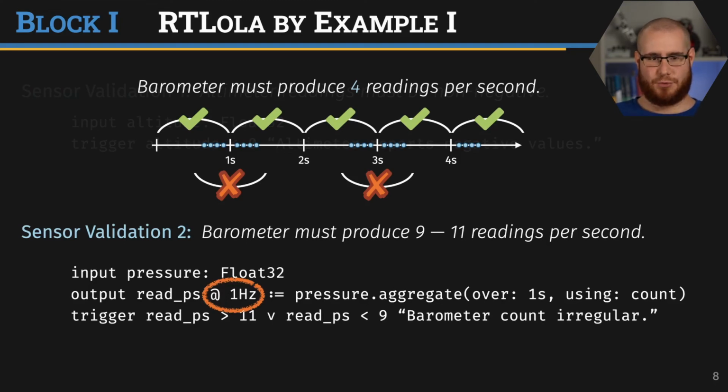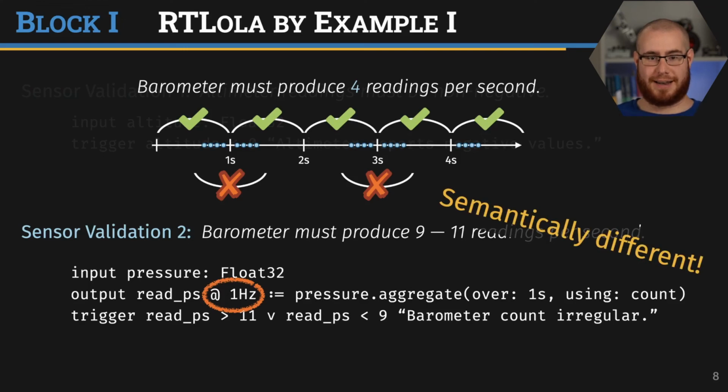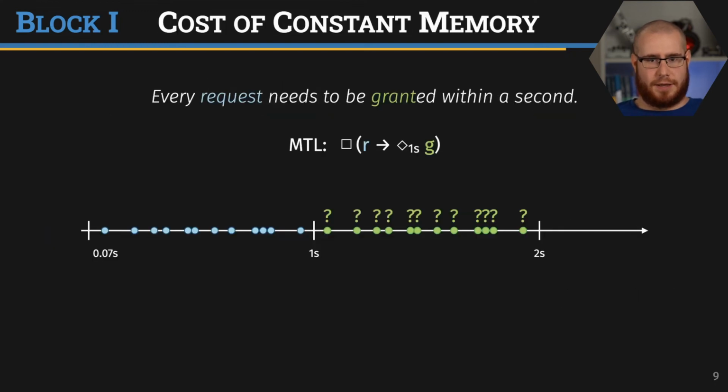So the specification we have and the Lola specification are semantically different. And the point here is, if we remove the at 1 Hertz, then RT-Loader would reject the specification because it cannot monitor something like this. And that's interesting because it's a rather hard restriction on the language. And the question behind this is why? Why would we want to restrict the language like that? To understand the reasoning behind this, we have to have a look at the memory consumption.